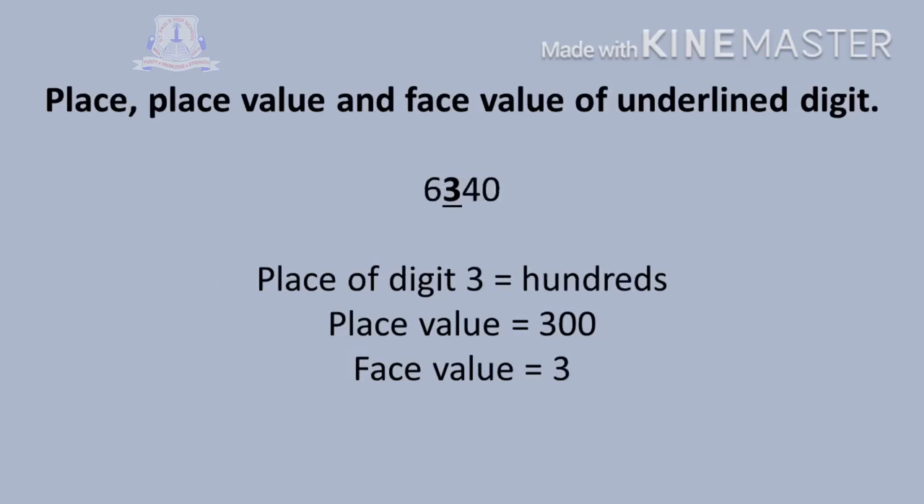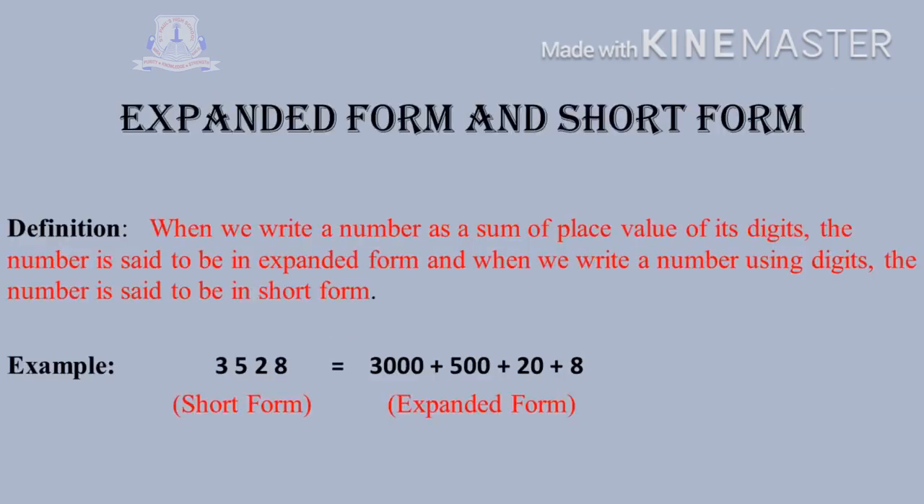Sum number 3, 6,340. The number underlined is 3. Place of digit 3 is hundreds. Place value is 300. Face value is 3. Let's begin with the next topic, that is expanded form and short form. When we write a number as a sum of place value of its digits, the number is said to be in expanded form. And when we write number using digits, the number is said to be in short form.